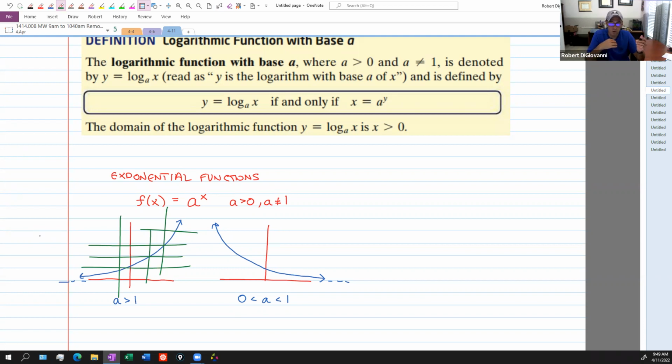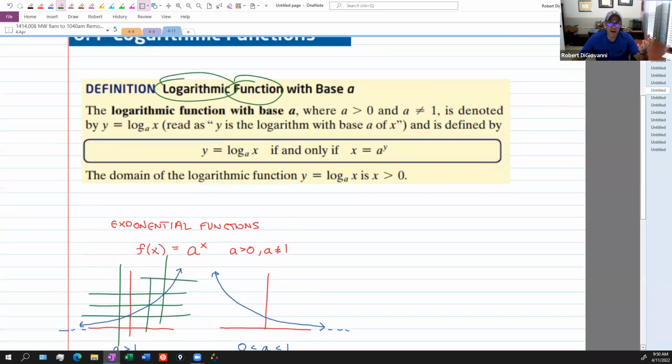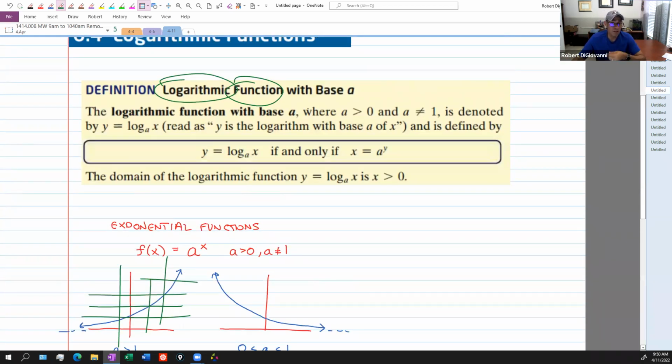Right? So the question is, is there an inverse function for an exponential function? Does it exist? We know it does, right? But what is it? Well, that's what logarithmic functions are. They are the inverses of the exponential function. But it's the first time in your life that there's really not an algebraic way to write the function.